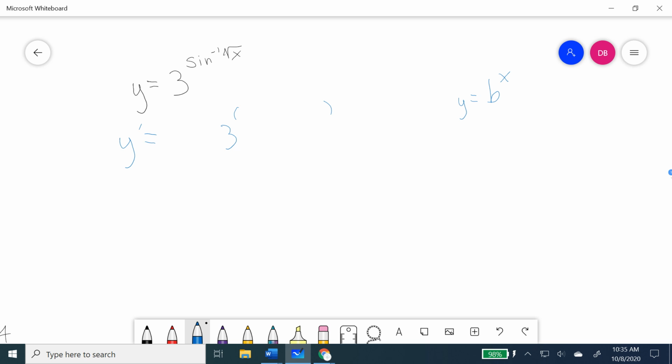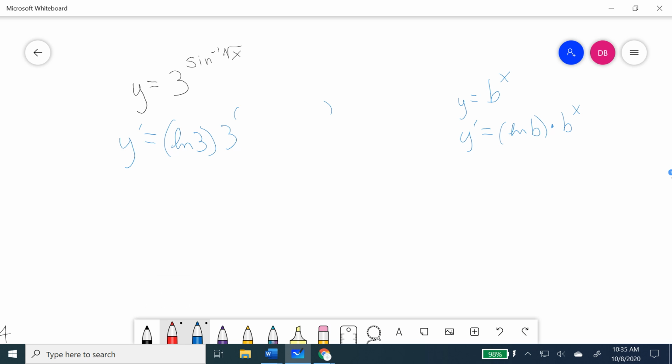Before that though, what is the formula for b to the x? You've got to know these formulas. You have to study them. You need to know this is natural log of the base times b to the x, not natural log x times b to the x. And natural log b is multiplying to that b to the x.